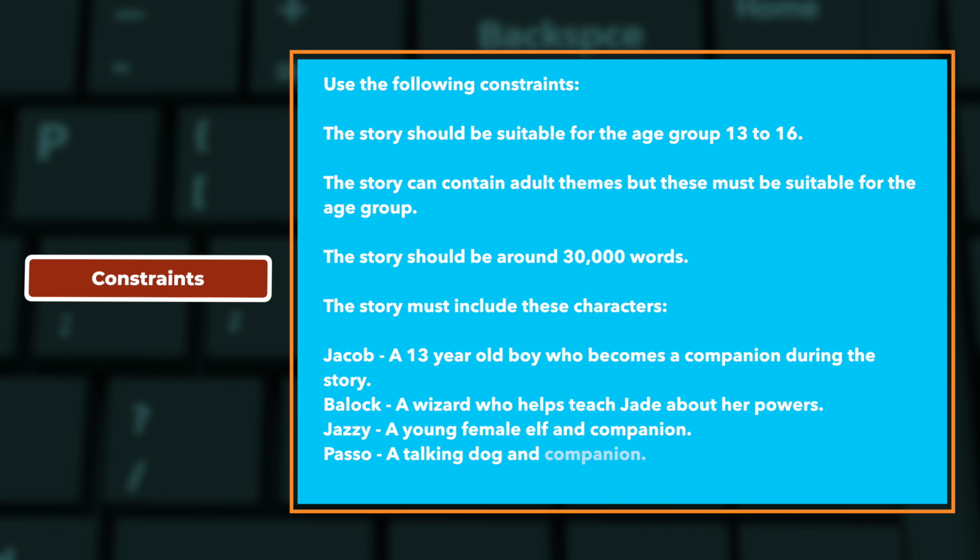Use the following constraints. The story should be suitable for the age group 13 to 16. The story can contain adult themes, but these must be suitable for the age group. The story should be around 30,000 words. The story must include these characters. Jacob, a 13-year-old boy who becomes a companion during the story. Baylock, a wizard who helps teach Jade about her powers. Jazzy, a young female elf and companion. Passo, a talking dog and companion. Morgrim Shadowvale, the villain throughout the 3 stories.